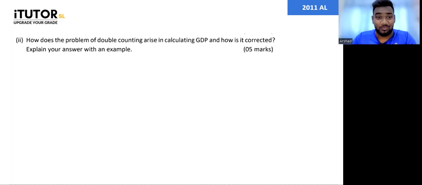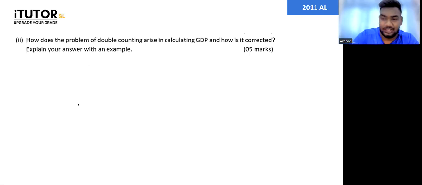So let's take a small example. We'll take an example of a garment manufacturer. We'll take an example of someone producing clothes, garments.